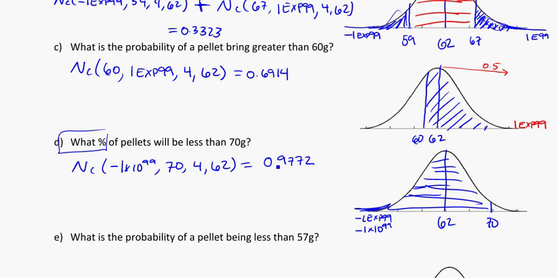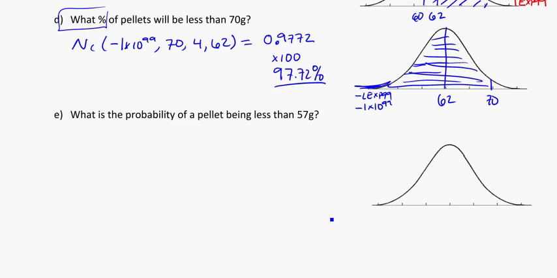So here I can see that 0.9772 is my decimal, my proportion or probability, and I need to times by 100 to get to a percentage, so that's 97.72% of pellets are going to be less than 70 grams. And that makes sense because 70 is 2 standard deviations above the mean. And so that's a lot of pellet sizes that can be covered for everything below that.